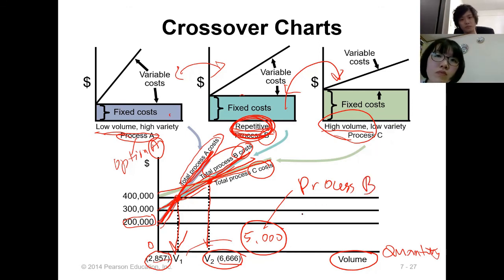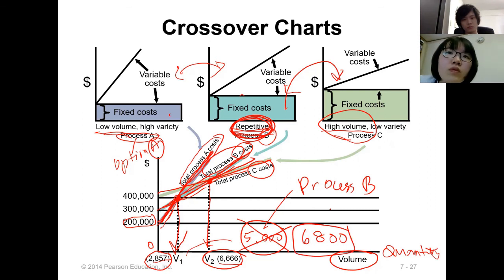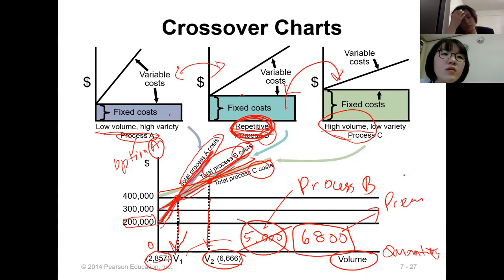unless, okay, Yuma, yes. I want management to say not 5,000, we are going to produce 6,800 pieces of products. We should do which one? Yes, we should do process C. That means management should decide to adopt process C.